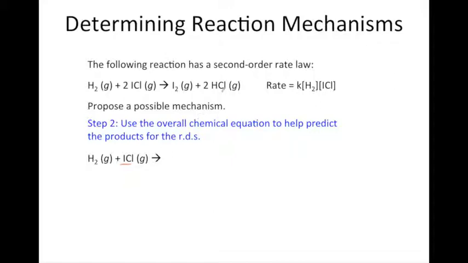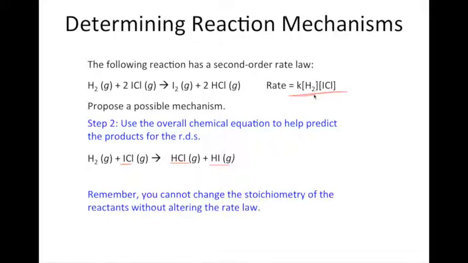What about HCl? Could that be a product? Yes, I have an H and a Cl, so HCl could be one of my products. If HCl is a product, what would my other product be? Well, if I use HCl, then I've got another hydrogen and another iodine. So maybe HCl would be one of my products, and HI would be my other product because that's what I have left over. Remember, I cannot put a 2 in front of HCl here because that would make me change my stoichiometry over here on the reactant side. And I cannot do that or it would affect my rate law. So again, be very careful not to change your stoichiometry because that will alter your rate law.